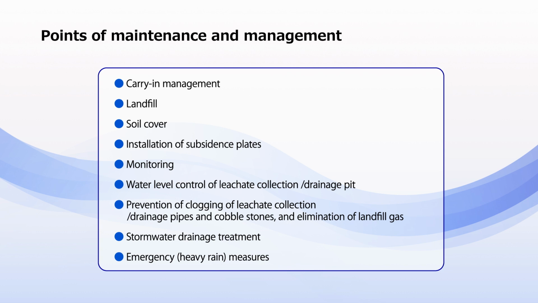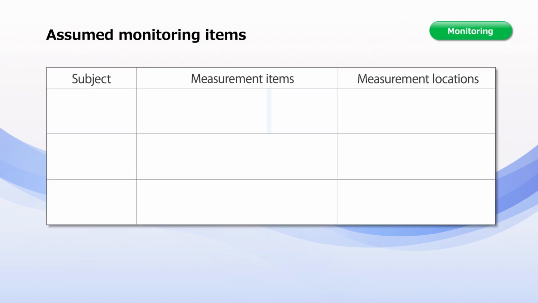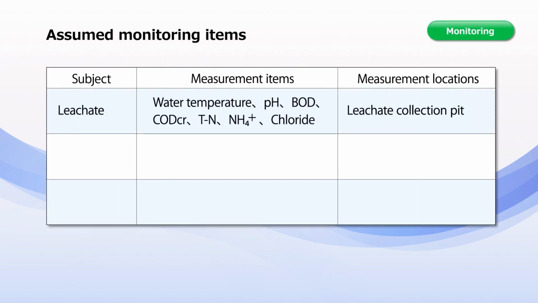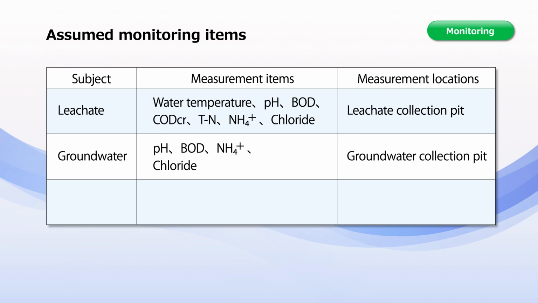Maintenance and management mainly include work such as carry-in management, landfill, covering soil, installation of subsidence plates, monitoring, etc. And now, we will introduce particularly important items. Monitoring is one of the most important response items in maintenance and management. It is necessary to grasp the situation through regular monitoring so that waste, leachate, landfill gas, and so on do not affect the surrounding environment.